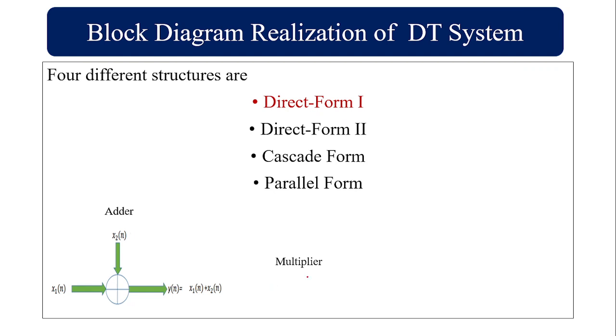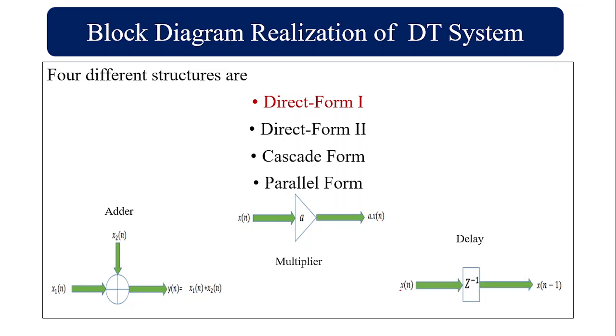The next basic element is the multiplier. So x of n is multiplied by the value a, giving a into x of n. And the third one is your delay element. When x of n is passed through the delay element z inverse, it will give x of n minus 1. So now the direct form 1 structure.